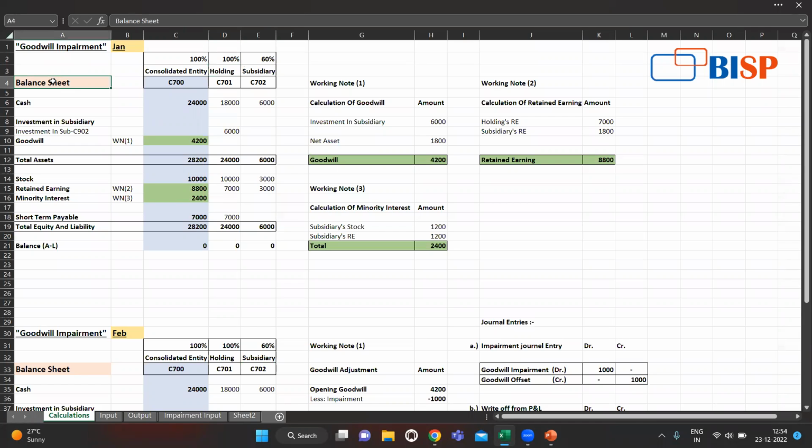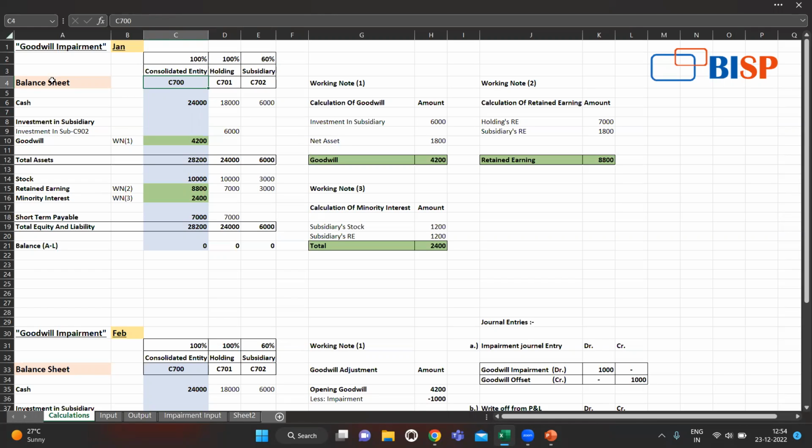This is the balance sheet structure we have. This is a simple balance sheet for the sake of just knowledge. And we have a holding company that is C701, and we have one subsidiary, in which we have a 60% stake, that is C702. And all the consolidated amount will come to our C700, that is the consolidated entity, or you can say the super parent, at which we see the consolidated numbers.